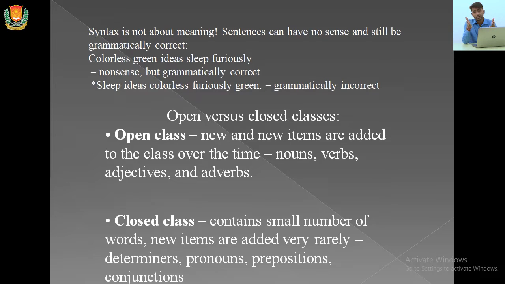So no new word has been added in the last decades. I have never seen any new word added in the article category: a, an, and the. Only these three words are there. No new word has been added in this category. But in nouns, a lot of words have been added. And nouns, verbs, adjectives, adverbs, so many words have been added during the past decade. So that's why this closed class is called closed, because it is closed for new words. Rarely some words have been added.